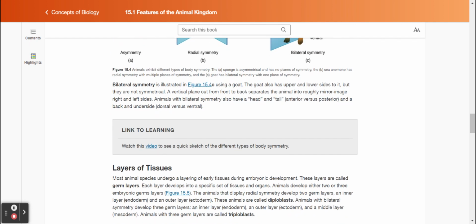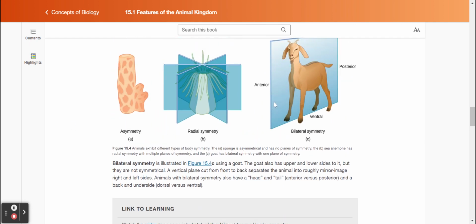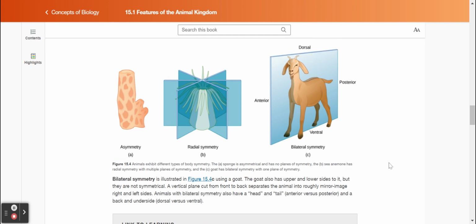Bilateral symmetry is illustrated in figure 15.4c using a goat. The goat also has upper and lower sides to it, but they are not symmetrical. A vertical plane cut from front to back separates the animal into roughly mirror image right and left sides. Animals with bilateral symmetry also have a head and tail, anterior versus posterior, and a back and underside, dorsal versus ventral.